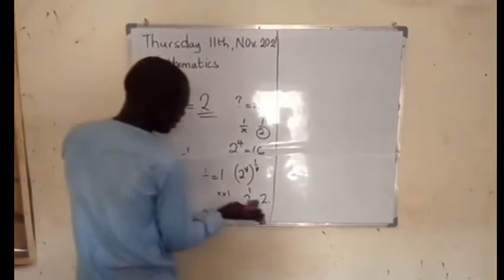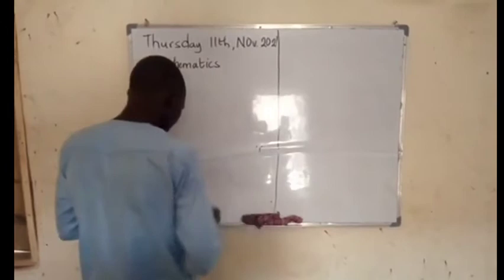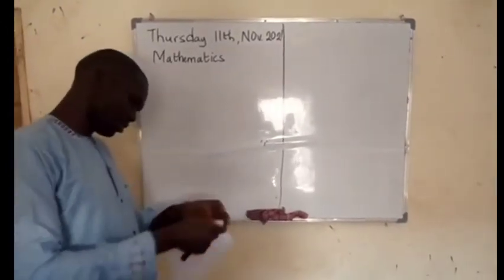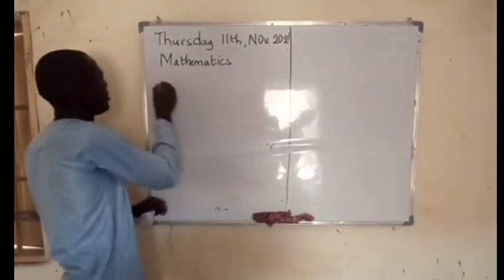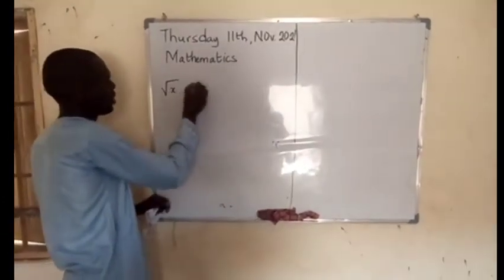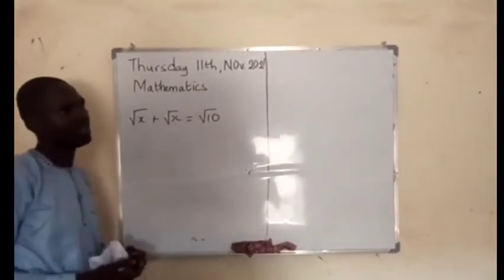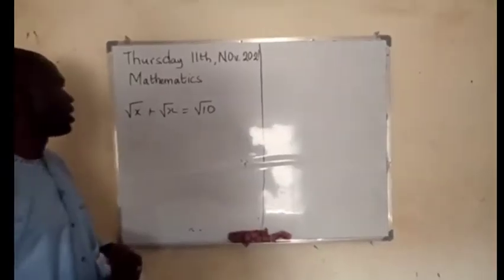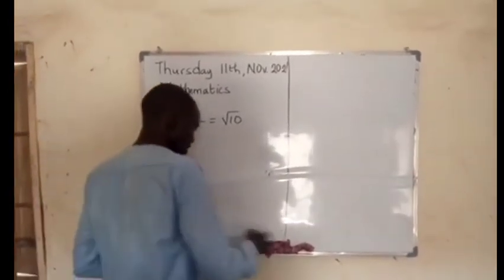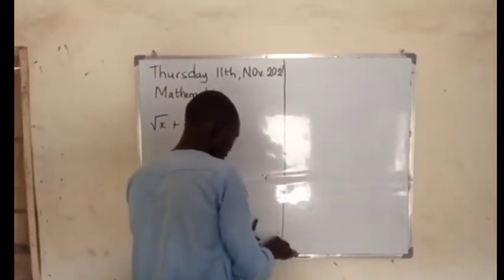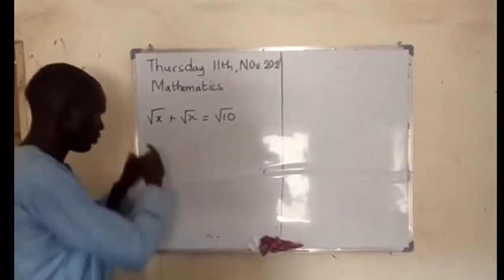So the second one is the second question. I think we have root x plus root x is equal to root 10. I tried to wait to see if I could get somebody to try that question, but I was unable to get anybody. So let's see how we solve such a question.